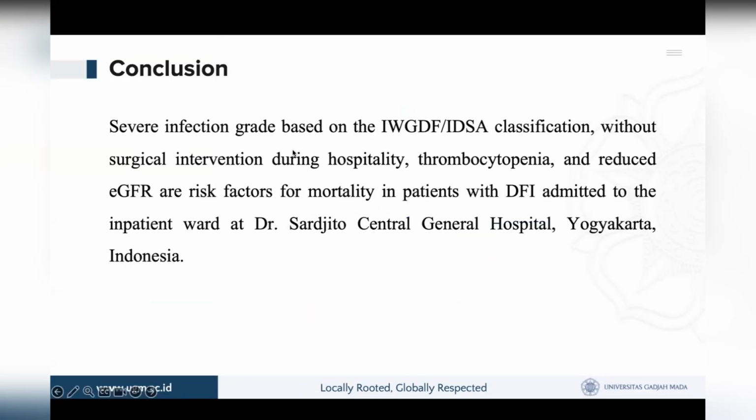The first one is severe infection grade based on the IDSA classification. The second one is without surgical intervention during hospitalization. The third one is thrombocytopenia. And the fourth one is reduced eGFR. These are risk factors for mortality in patients with diabetic foot infection.